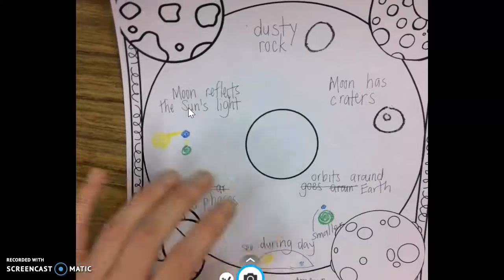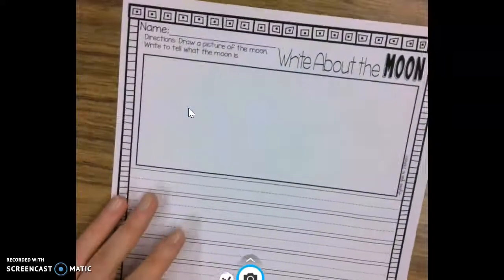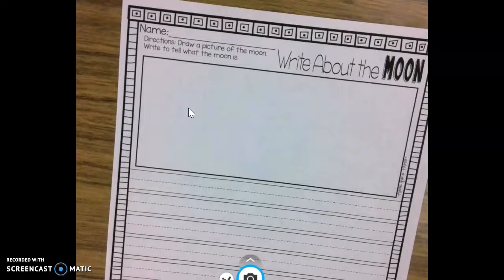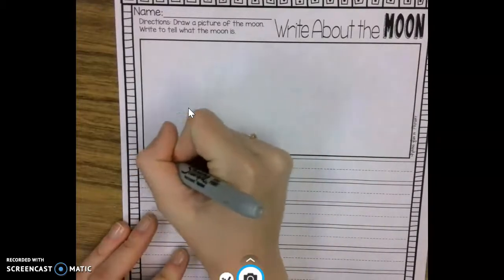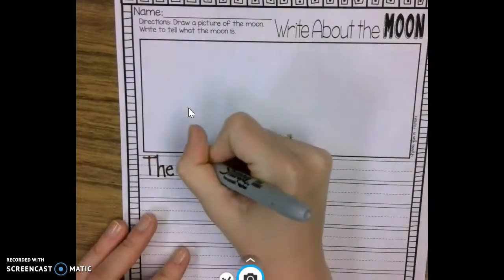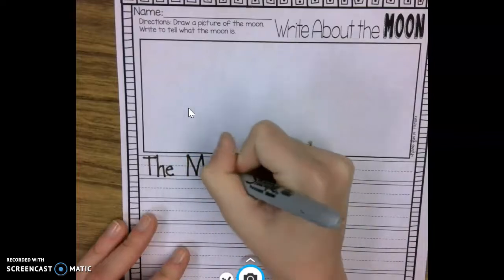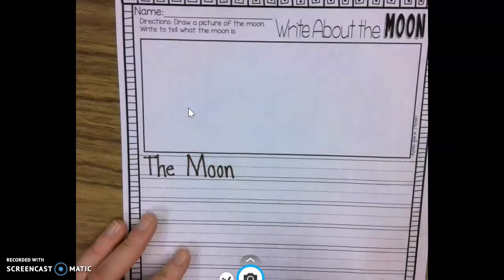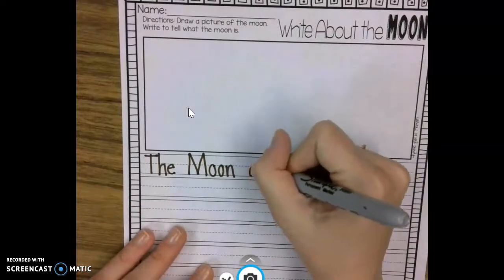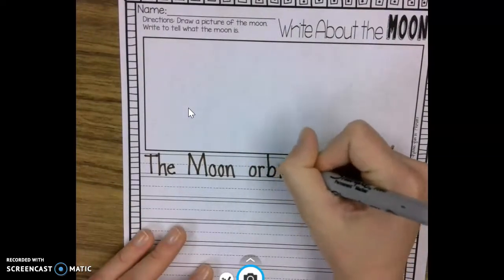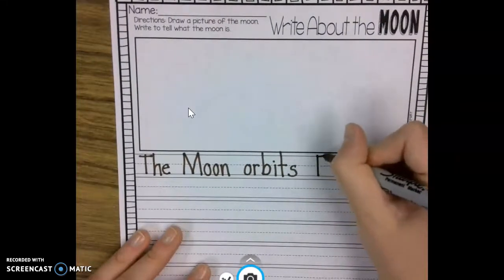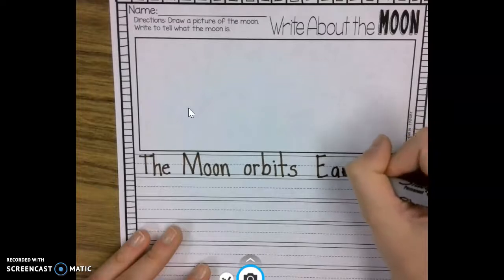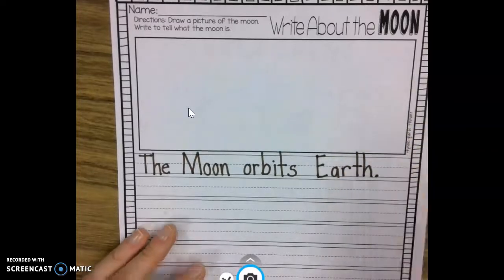When you're done with that, let's turn that over. Okay, so once again, we're going to write some facts about the moon. We're going to write 3 facts. So the first fact I'm going to say is the moon, and the moon is a proper noun, the name, orbits, goes around. That's a fancy word, you can just say goes around, Earth. The moon orbits Earth, that's true.